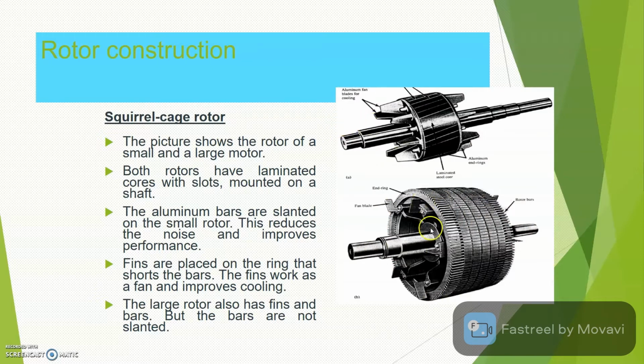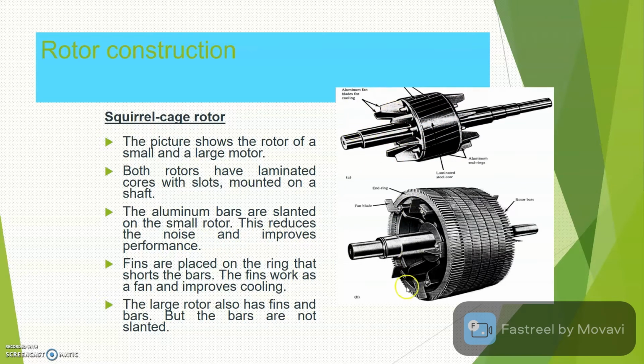Both rotors have a laminated core with slots, mounted on the shaft. This is the shaft that connects to the load. The aluminium bars are slanted on the small rotor, as you see here. The purpose of the slant is to reduce the noise and improve the performance.